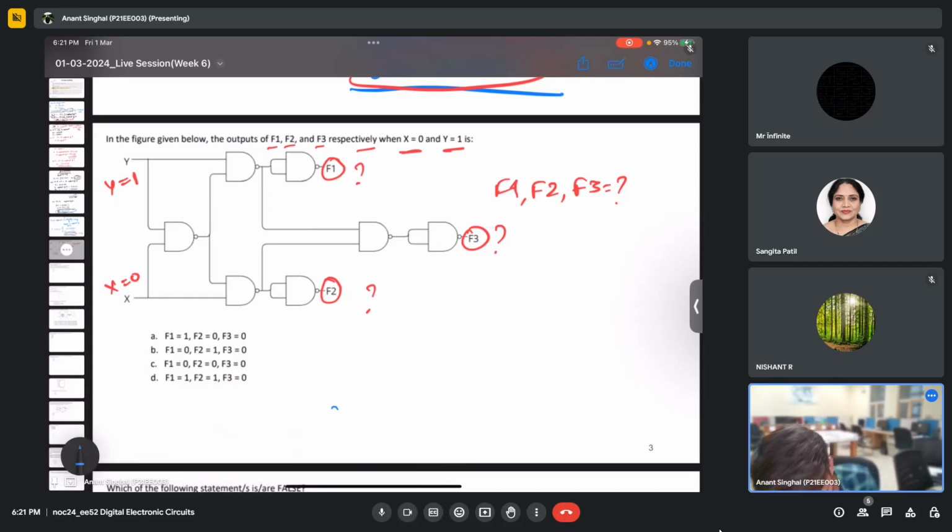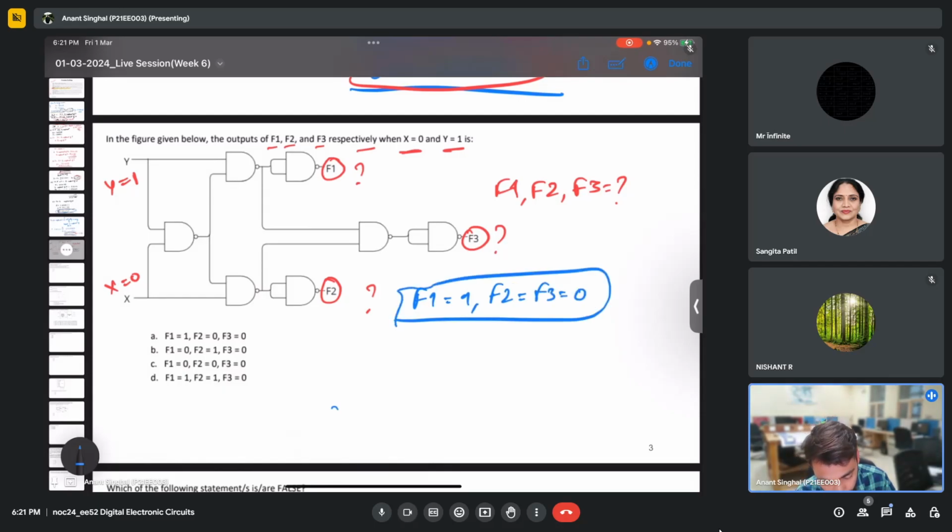Yes, so fine. Basically, we have this circuit. I've got the answer as F1 is 1 and F2 and F3 are 0. So let's check if this is correct. This circuit is basically a 2-bit magnitude comparator. Magnitude comparator means we have 2 bits, let's say x and y. So there can be three cases: y can be greater than x, y can be equal to x, and y can be less than x.